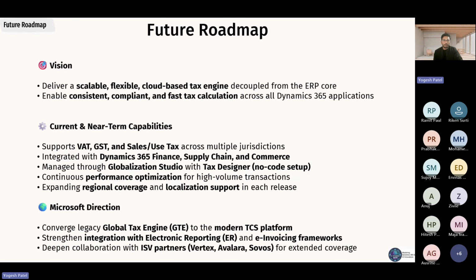The roadmap: Microsoft's vision for the tax calculation service is clear. This is a scalable, cloud-based engine that's decoupled from the ERP and works seamlessly across all Dynamics 365 applications. The current roadmap focuses on performance, localization, and no-code configuration through Globalization Studio. In the long term, Microsoft plans to fully merge the legacy global tax engine into TCS, with deeper integration with ER and e-invoicing, which is coming for most countries. It also includes enhanced partnerships with ISVs like Vertex, Avalara, and something called SOWAS.